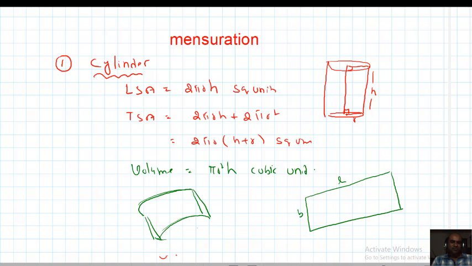Yes, the paper is folded along the length. This is L, along the length it is folded, so it will form a cylinder. The cylinder formed with this paper is called a hollow cylinder. The lateral surface of this hollow cylinder is nothing but length into breadth only.